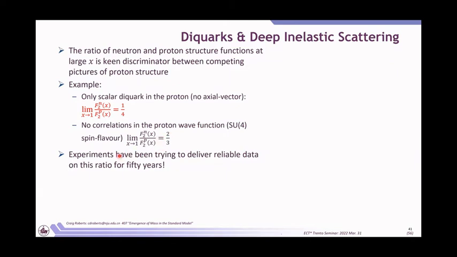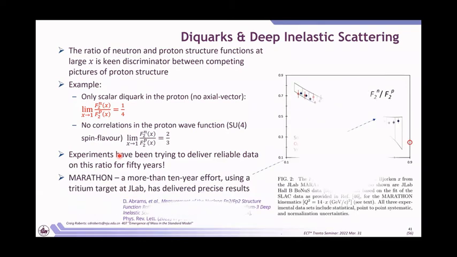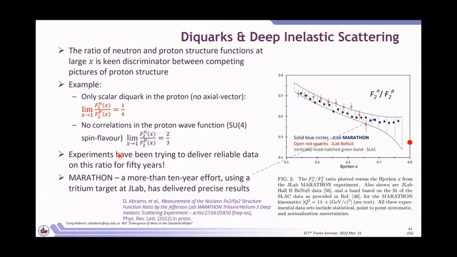Experiments have been trying to deliver reliable data on this for 50 years. Typically, people have used a deuteron, but there are difficulties in the nuclear physics description of the deuteron. Following a 10-year effort, the MARATHON collaboration developed the capacity to use a tritium target at JLab, and that's delivered precise results on this ratio that stretch right out to about 0.85 in x_B. This is the new data for the ratio.